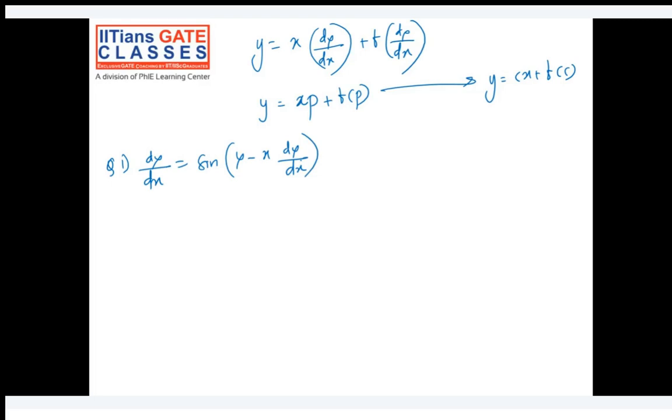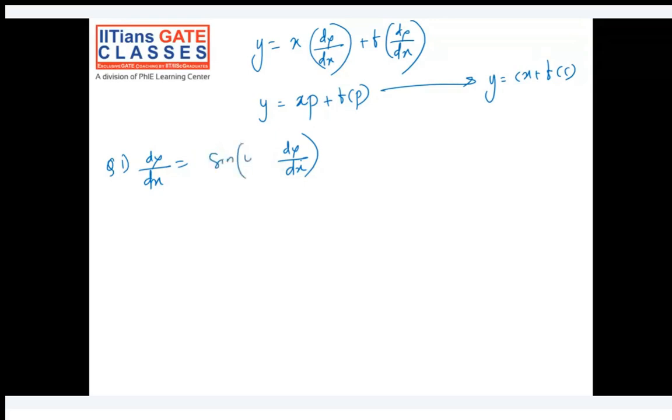Here, I think there is some correction in this question. Sine of y dash minus x dy by dx. No, I think it's correct. Let me just rewrite it. Sine of y minus x dy by dx. Yes.